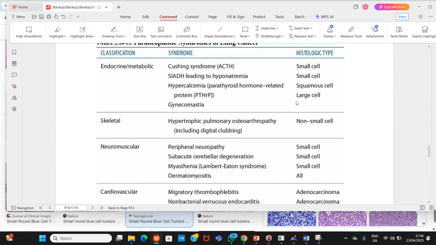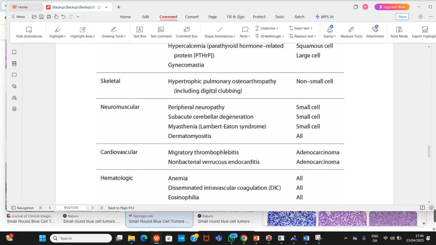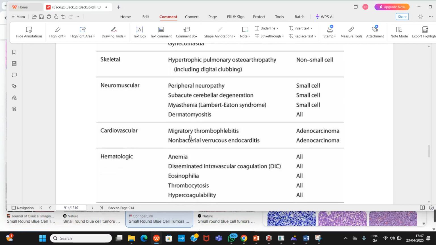So they can easily get compressed, and the person is going to have features of Horner syndrome, which is what? Miosis, ptosis, and anhidrosis. They can have superior vena cava syndrome. Don't joke with this. So there's obstruction of the SVC, and they can have SVC enlargement, facial swelling, redness of the face. But one thing about superior vena cava syndrome is that it's going to be bilateral.